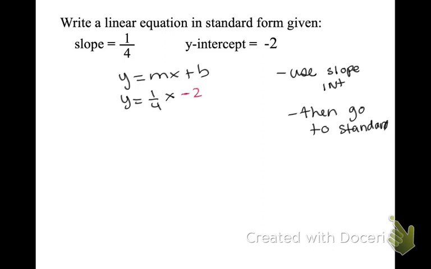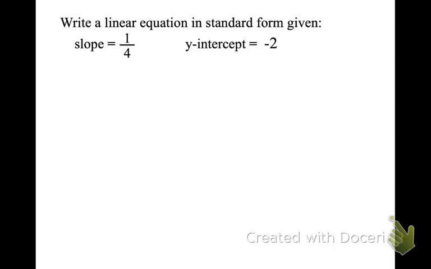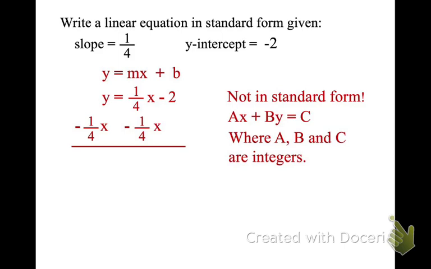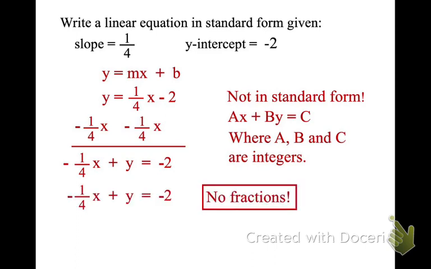Now I'm going to convert it to standard form. Okay, I'm going to subtract 1/4 x. x and y are on the same side. The only problem is we're left with a fraction. I don't like to start my equations with a negative, so I'm going to clear the fraction by multiplying both sides by -4. Or you can do +4. I would have done -4.